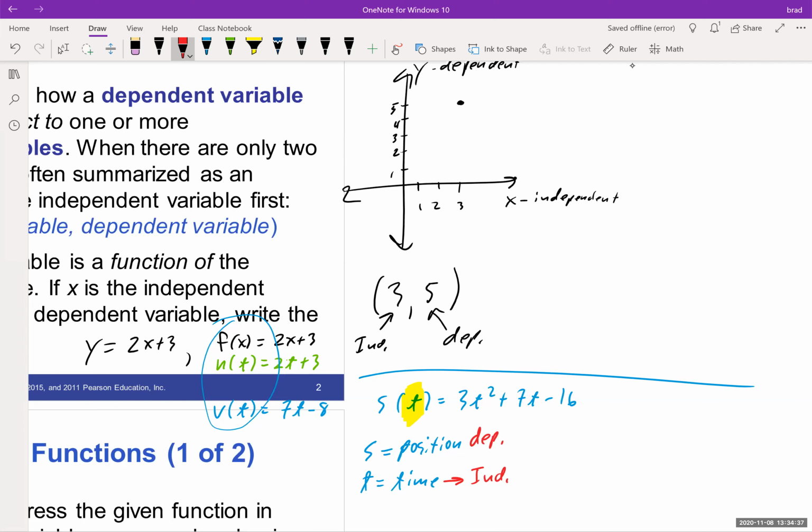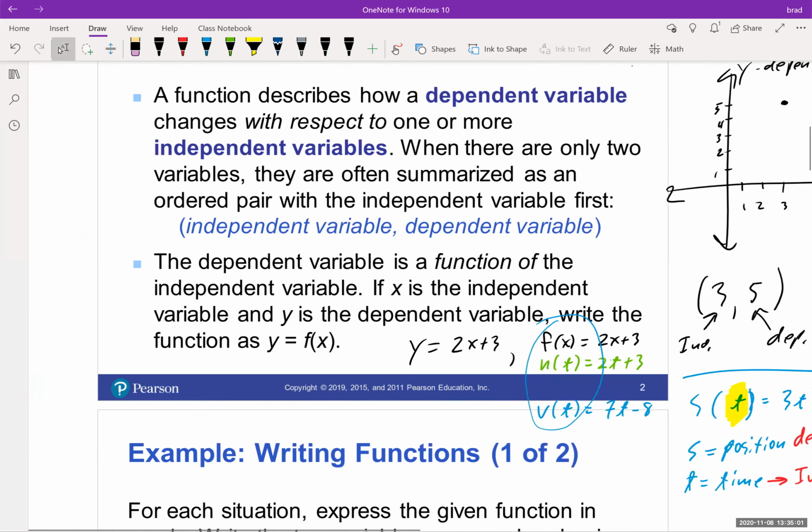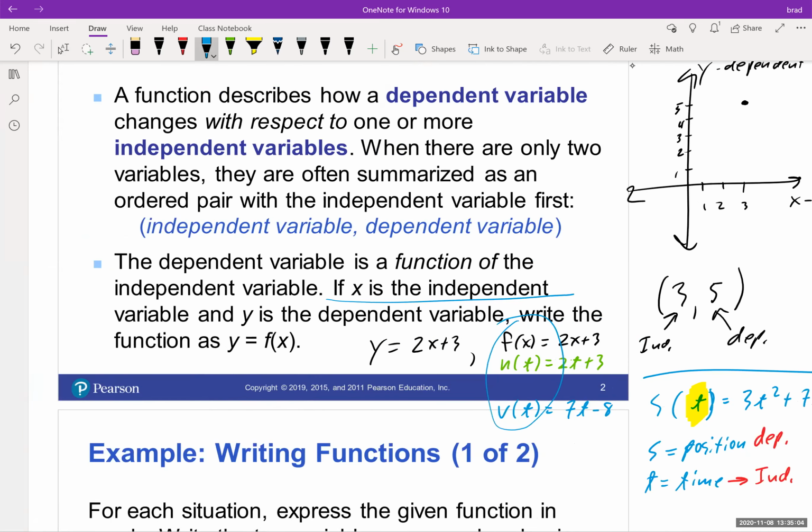Okay, so when you write something in function form or functional notation, you have to keep in mind that whatever's inside those parentheses, this is not saying s times t. Don't think of it that way. It is saying s of t. This is saying s of t, meaning s based on whatever t is, okay? So that's why they say right here, if x is the independent variable, y is the dependent variable. So it says it is a function of the independent.